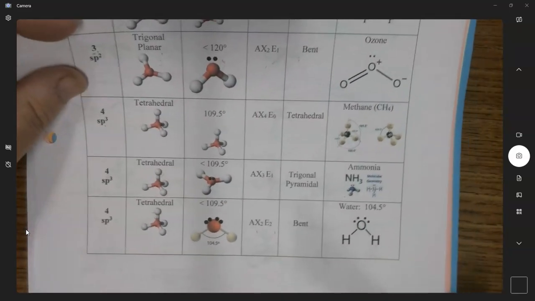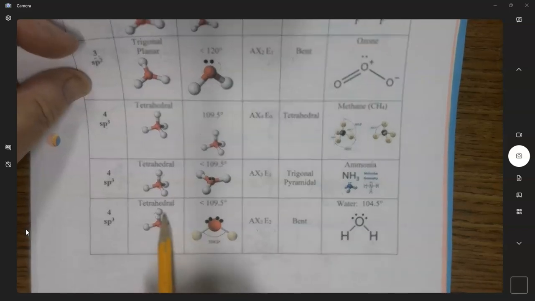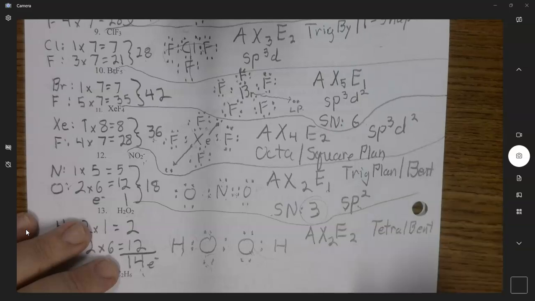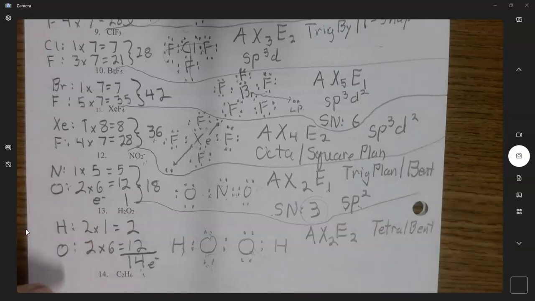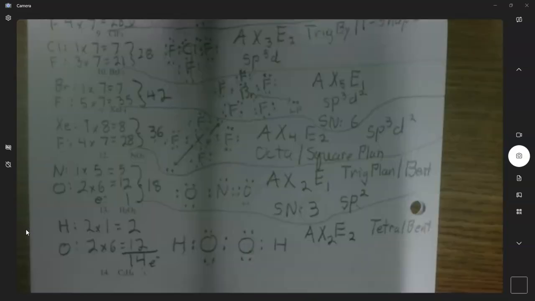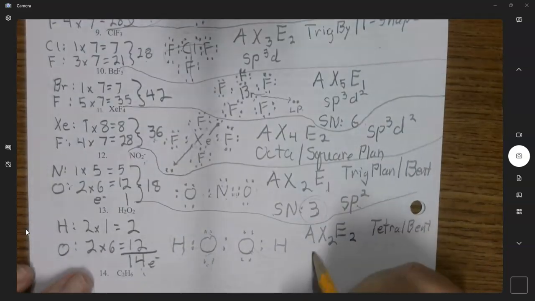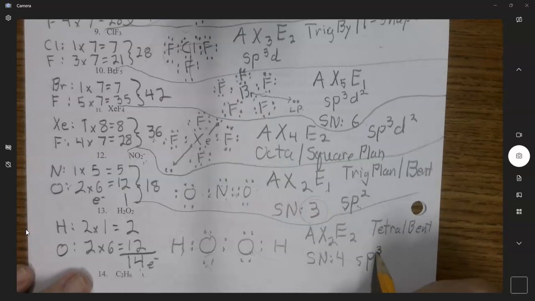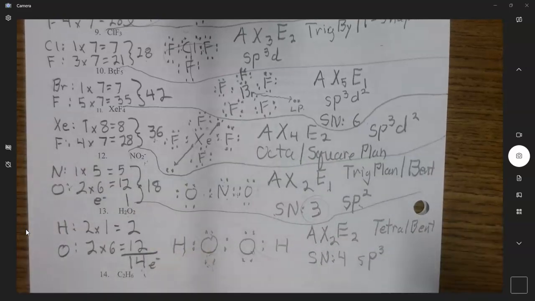Okay, so we've seen this one before. It's like a water molecule. It's right there. It's tetra, and it's bent. Okay, and the hybridization is, it's tetra, so it's 4 steric number and sp3, just like a methane molecule, CH4. Okay, I don't care where you write all this stuff, try to keep it kind of organized.